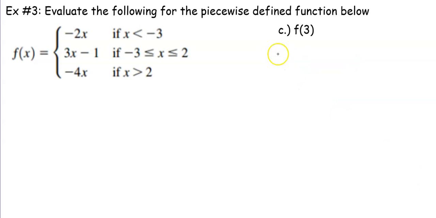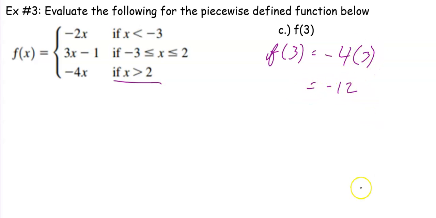The next one says, well, what if f is 3? Well, looking at my pieces, we are told when x is greater than 2, use this bottom one. I did it in purple. So f of 3 means use the bottom one. Let me write better. So f of 3 is going to equal negative 4 times 3, which is negative 12. That's not so bad.